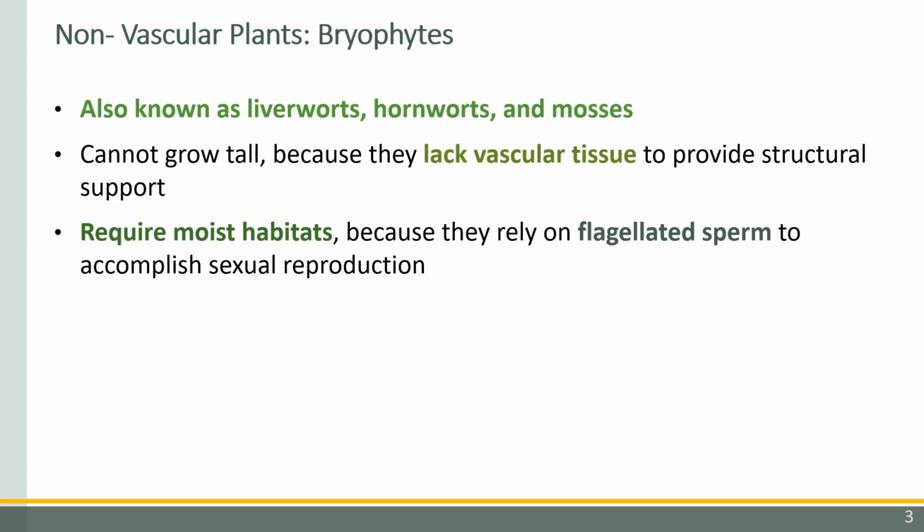So our first group of plants that we're going to look at are these plants that have moved out of the water but are still very largely dependent on being in a damp environment because they do not have that vascular system to move the water and nutrients through. So these are our liverworts, hornworts, and mosses. I'm sure you have all seen mosses.